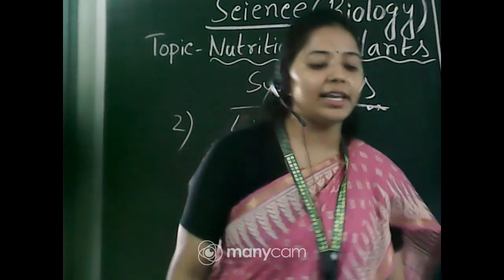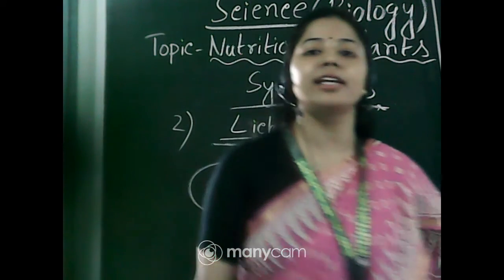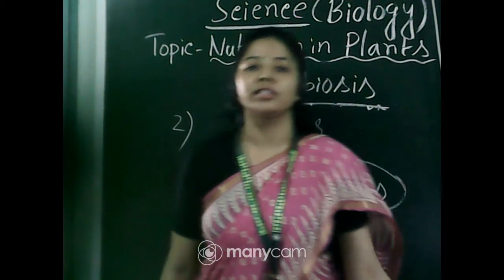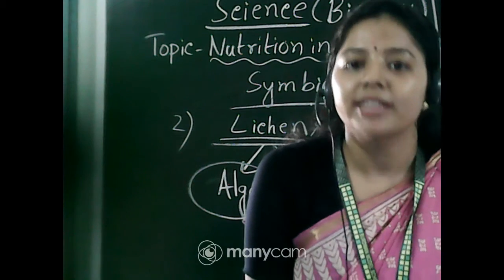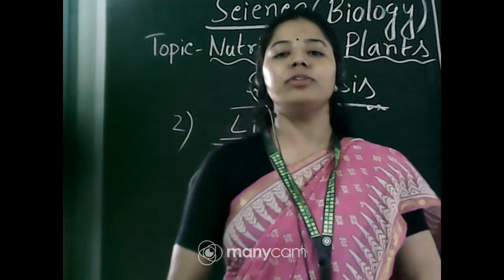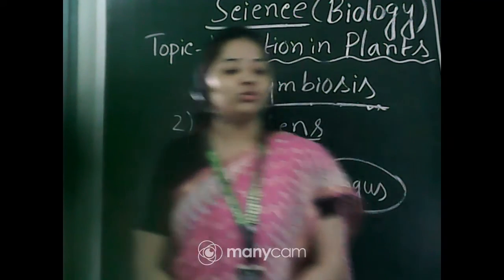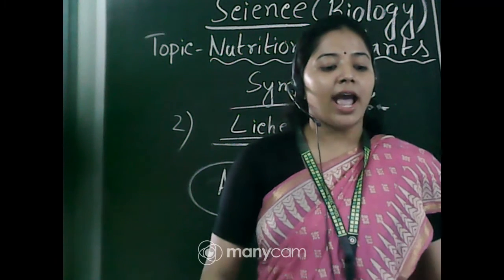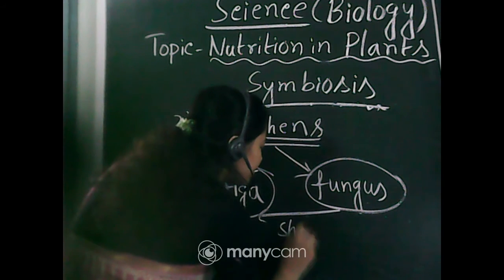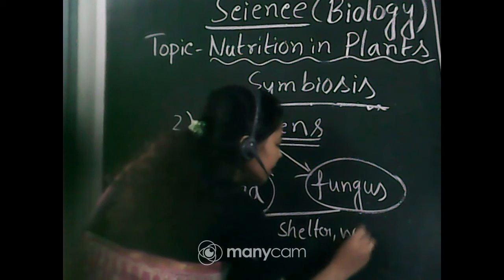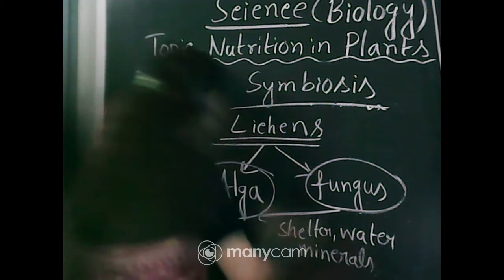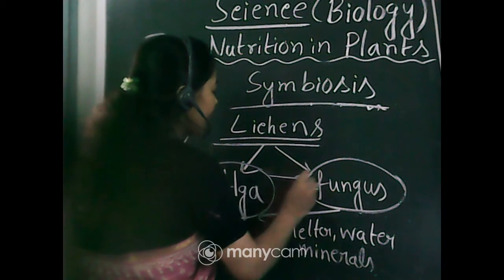They live together. In organisms like lichen, both partners, alga and fungus, live together and form a relationship known as symbiotic relationship. Now how do they live together? They must be benefited from each other, as this is an example of symbiosis. The fungus provides shelter, water and minerals to the algae. In return, algae provide food to the fungus.